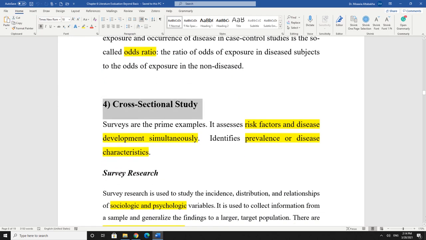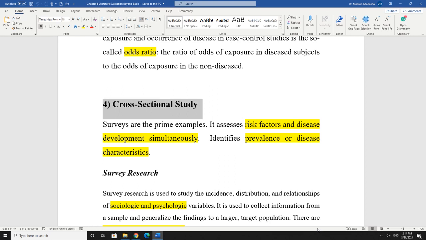Okay, let's talk about cross-sectional study, which is again an observational study. But we do it at a certain point of time. For the cross-sectional study, I want you to think of it as if you are driving in a car from Ajman, for example, to Abu Dhabi. There is some time before you reach Abu Dhabi.